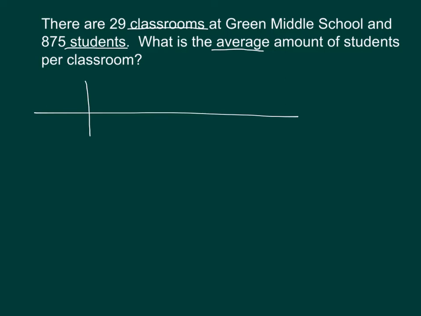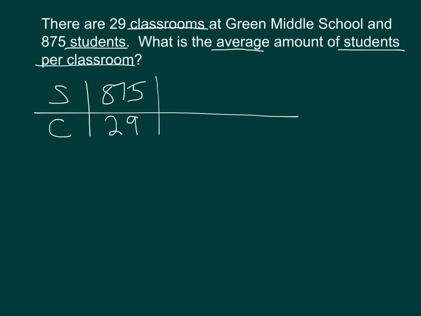We have students and classrooms, and because it says students per classroom, I'm going to put students first. S for students, C for classrooms. So we have 875 students, and we have 29 classrooms.